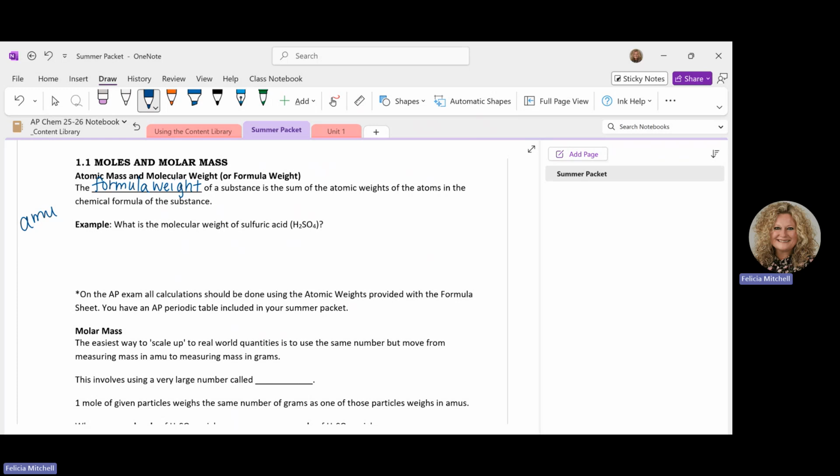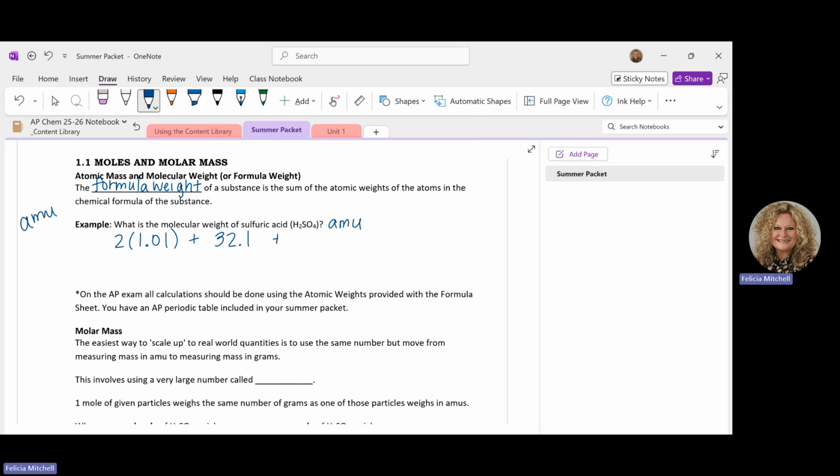So if I asked you for the molecular weight of sulfuric acid, which is H2SO4, and I asked you to give that in AMUs, you would just copy the grams and treat them like AMUs from the periodic table, keeping in mind that you would have 2 hydrogens, 1 sulfur, and 4 oxygens. So if you look at your periodic table, you would say, okay, I have 2, and the atomic mass of hydrogen is 1.01. And then I also have 1 sulfur, and sulfur is 32.1 from the periodic table.